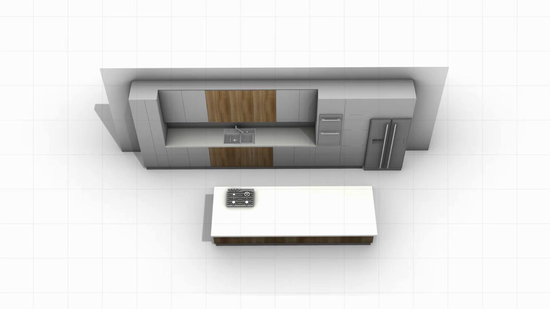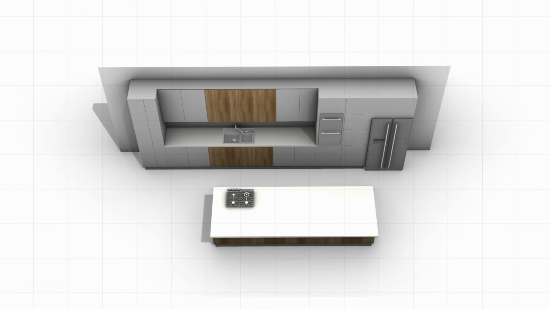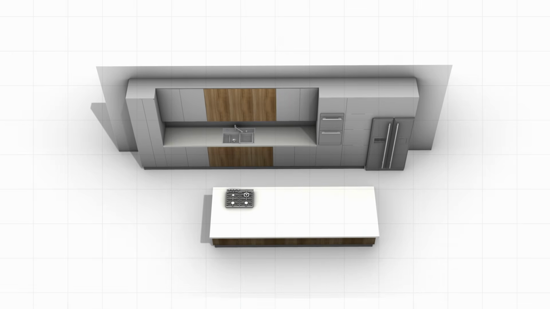The main pathway should be at least 120 centimeters wide, allowing two people to move simultaneously. Secondary or less used pathways should be at least 90 centimeters wide.